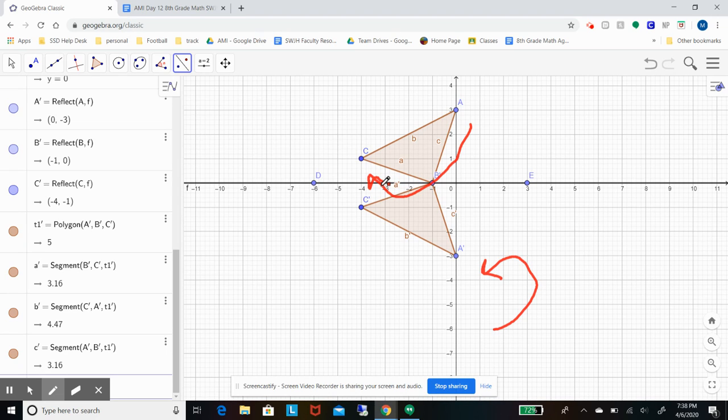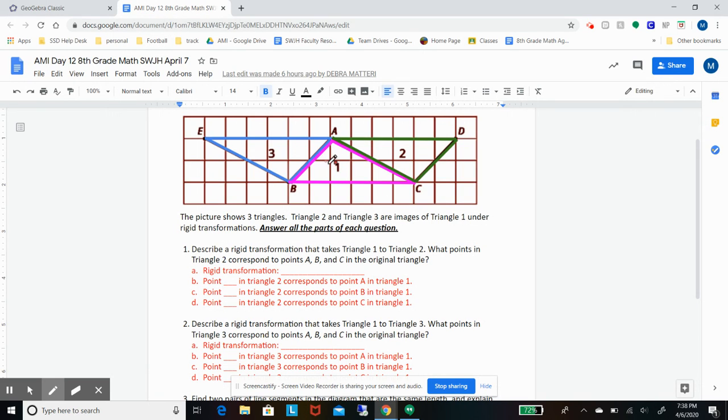So the orientation changes. So as we look at our problem, as I'm looking going from 1 to 2, consider, does the orientation change? As we slide, does it look like a slide to you? Does it look like a flip to you? Or does it look like a rotation to you? Remember, if I'm trying to pick between a reflection and a rotation, then I want to look at the orientation.